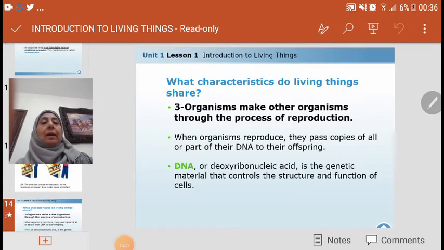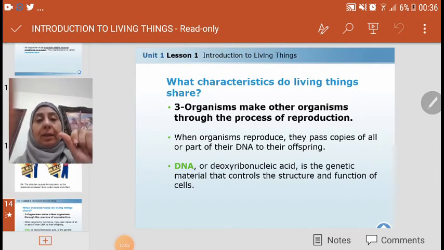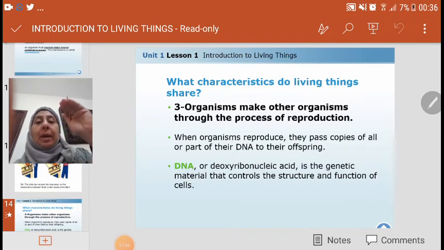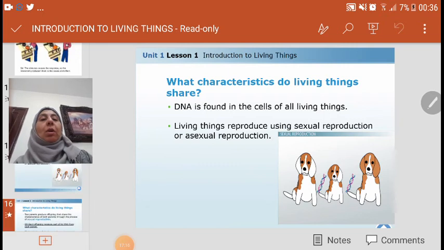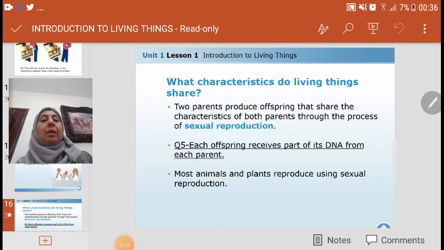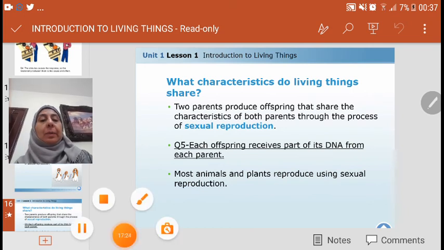So we had an idea about the DNA that is responsible for heredity. What is heredity? Passing the traits from the parents to the offspring. And in the next period, inshallah, we will learn about the two types of reproduction, that are sexual reproduction and asexual reproduction. See you in the next period, inshallah.